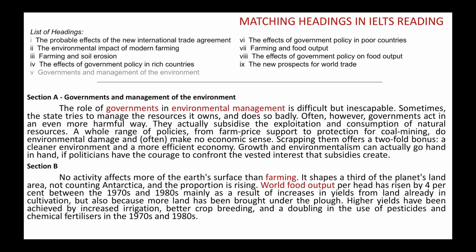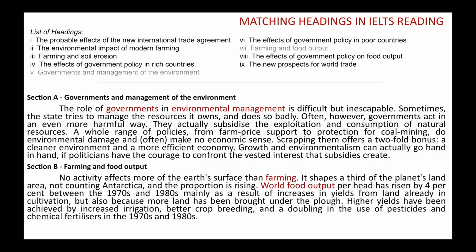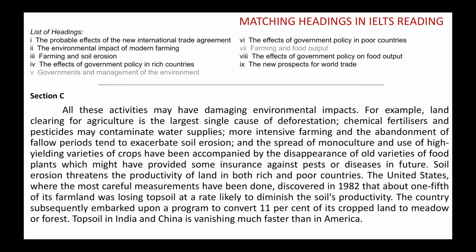So farming and food output is the best one for us. Okay, section C is all about damaging environmental impacts. Which ones exactly? The deforestation, then contamination of water, then soil erosion, then disappearance of old varieties of food. And all this happens because of different activities that we do on Earth.